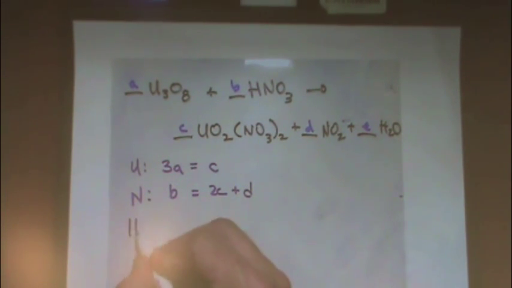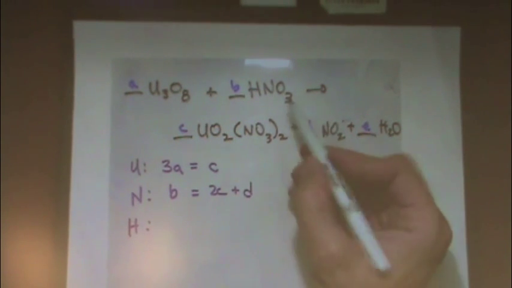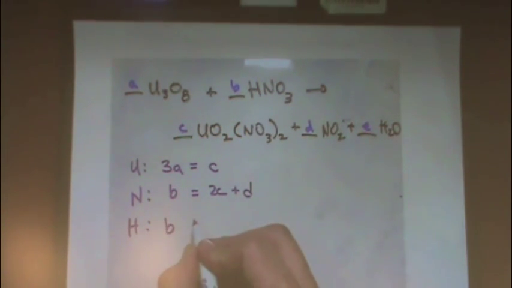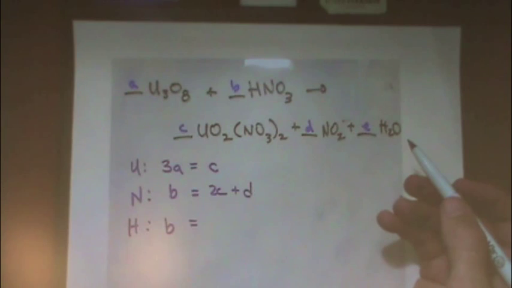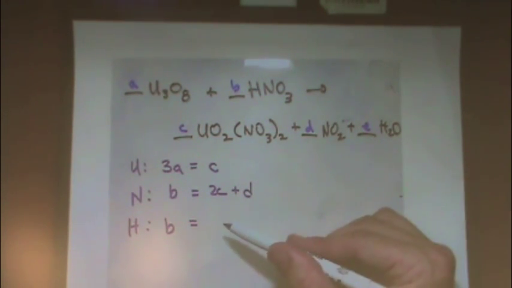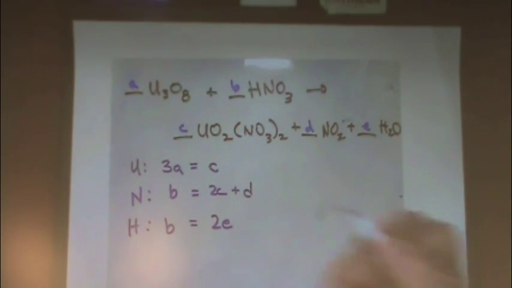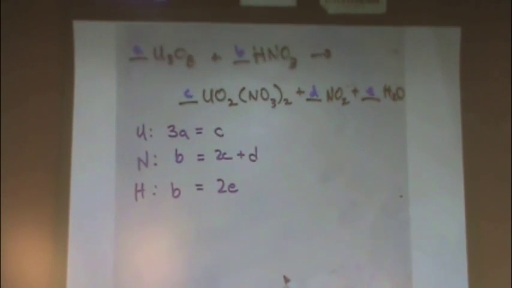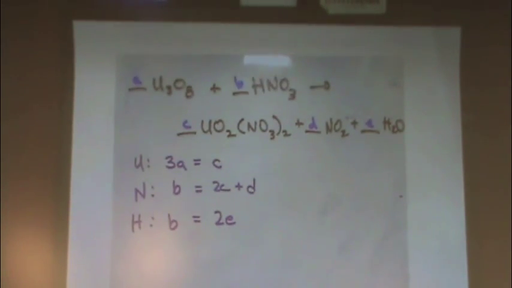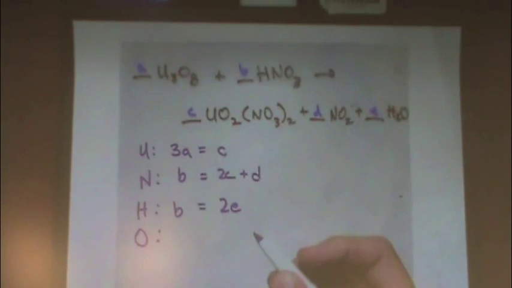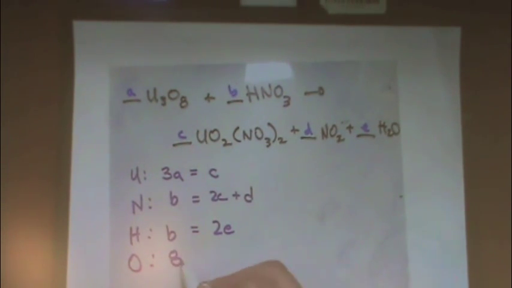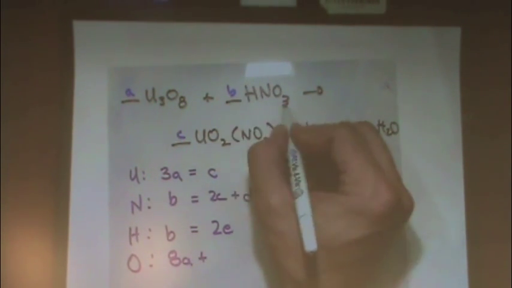Let's try hydrogen. Okay, hydrogen on the left is B. On the right, we're doing hydrogen, right? Yeah, 2E. Is that okay? All right, did I leave any? Oh, I didn't do the hard one. Oxygen. Okay. On the left, there's 8A plus 3B.